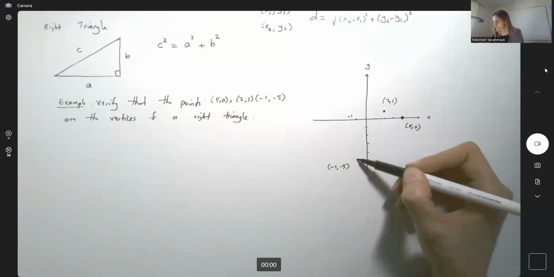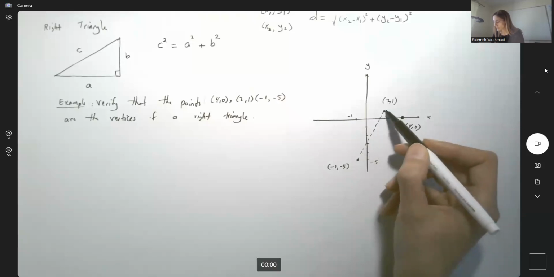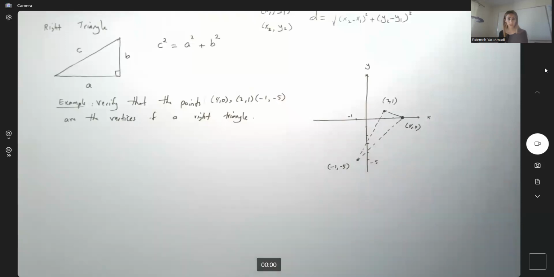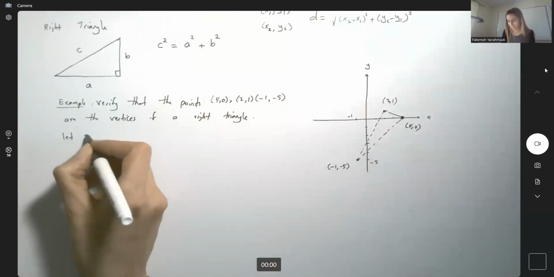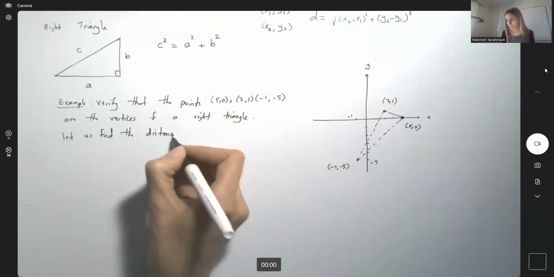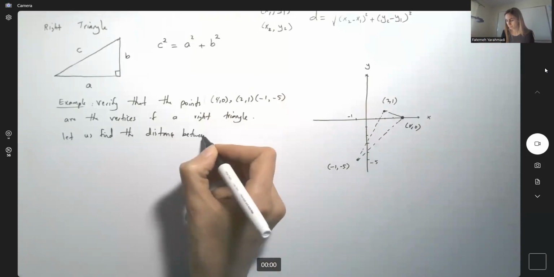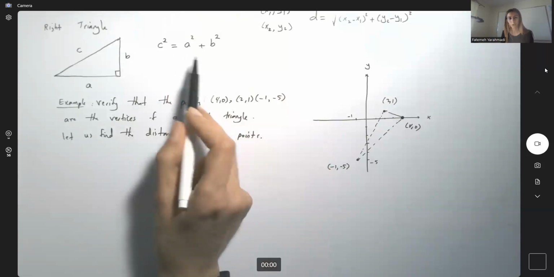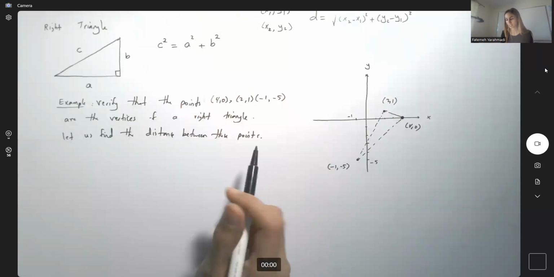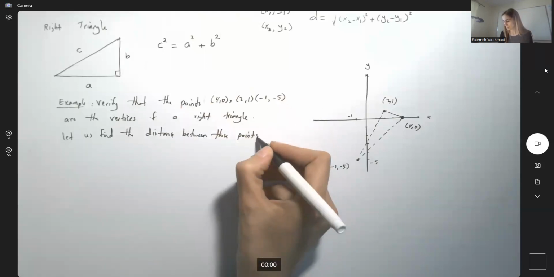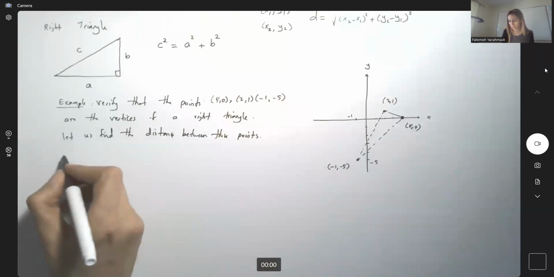So we're going to apply the Pythagorean theorem and check to see if we actually have a right triangle or not. But what we need to do is find the distance between these points. Then if the distances satisfy this equation, we definitely have a right triangle here.